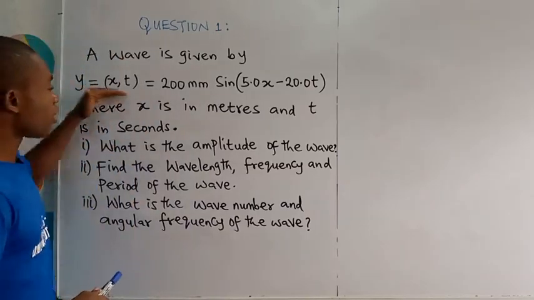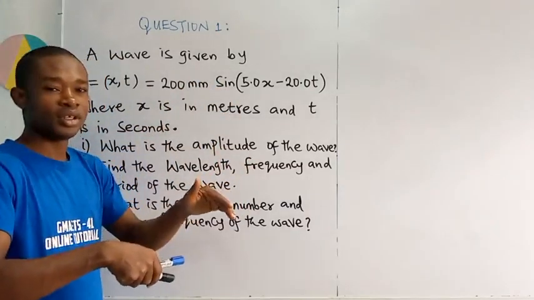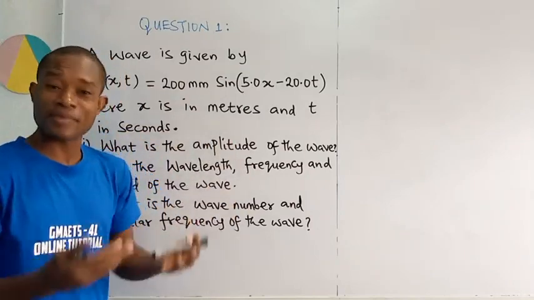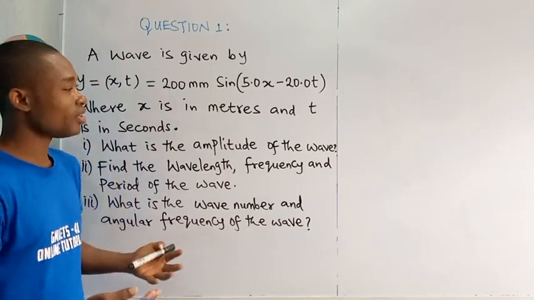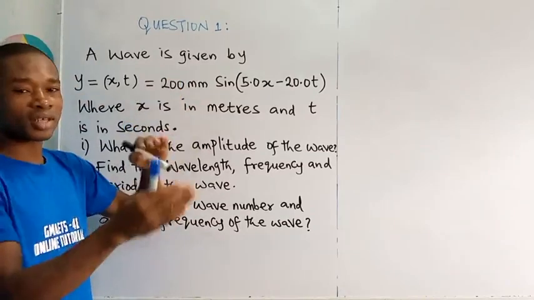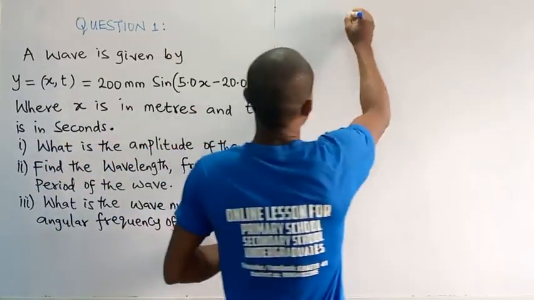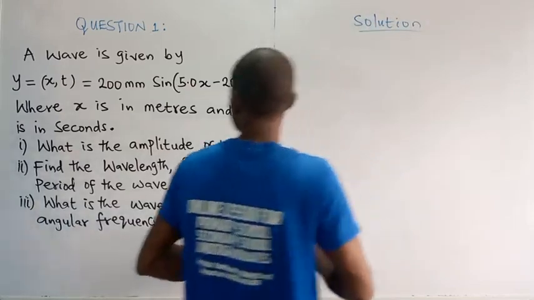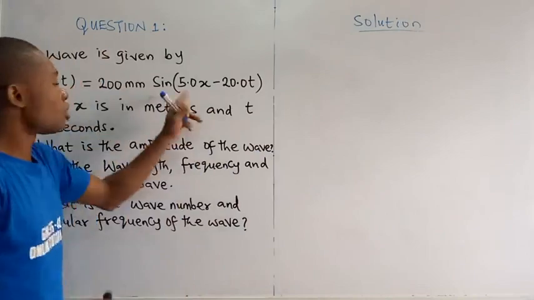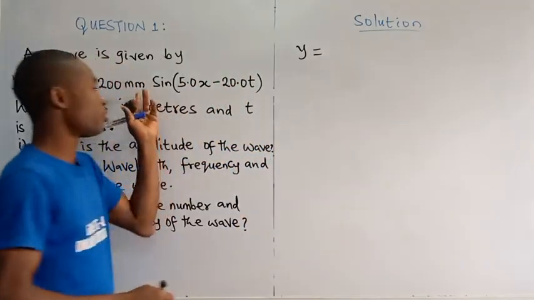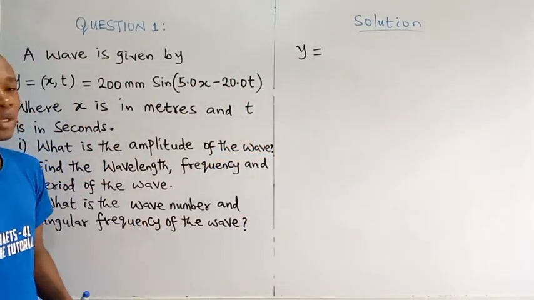So here we have the progressive wave equation given. All we have to do is to compare it with the one that has been established already as the standard equation of the progressive wave. And then we shall pick certain necessary terms. Okay, so come along as I solve this. This equation has been given to us: y equal to 200 millimeter sine 5x minus 20t.